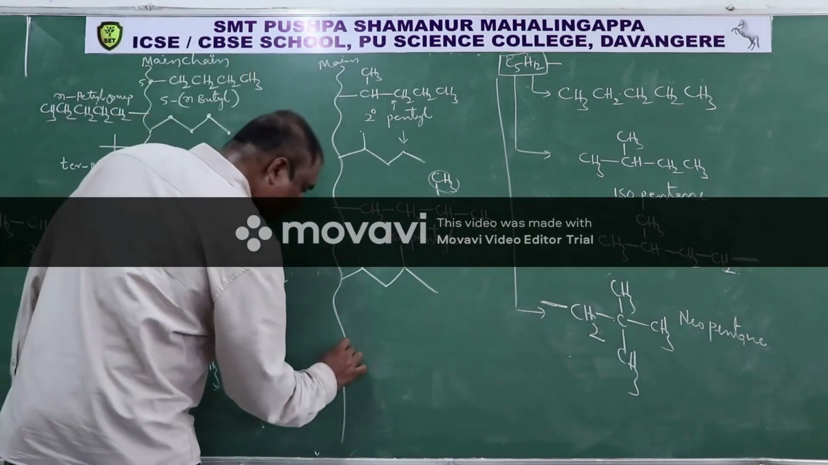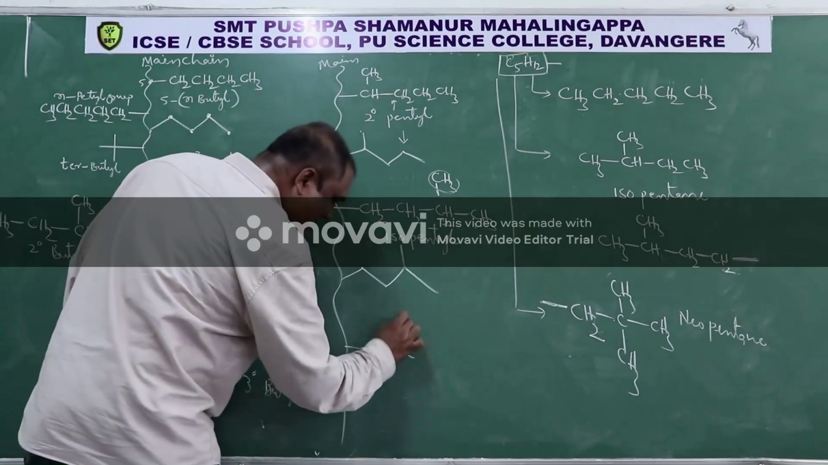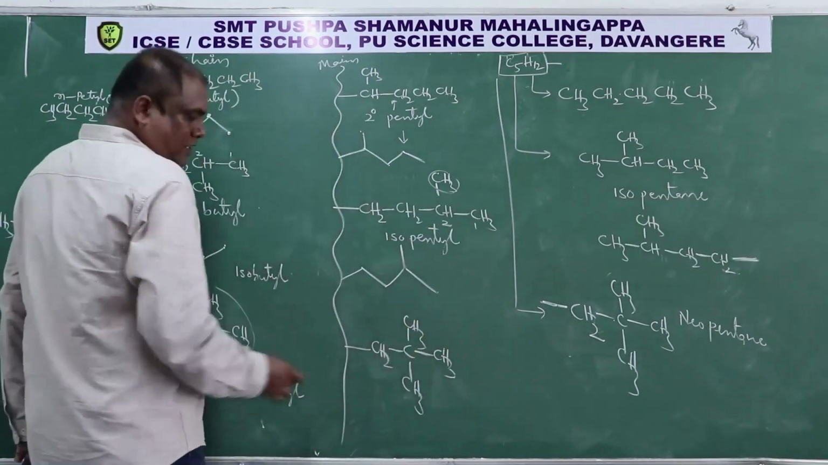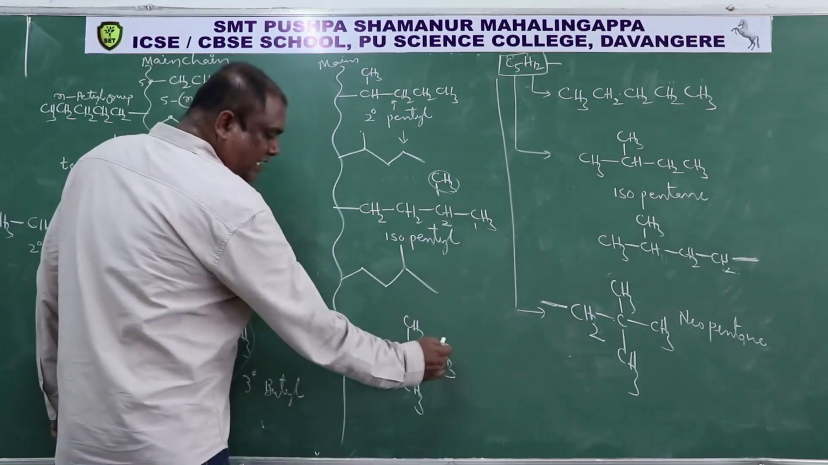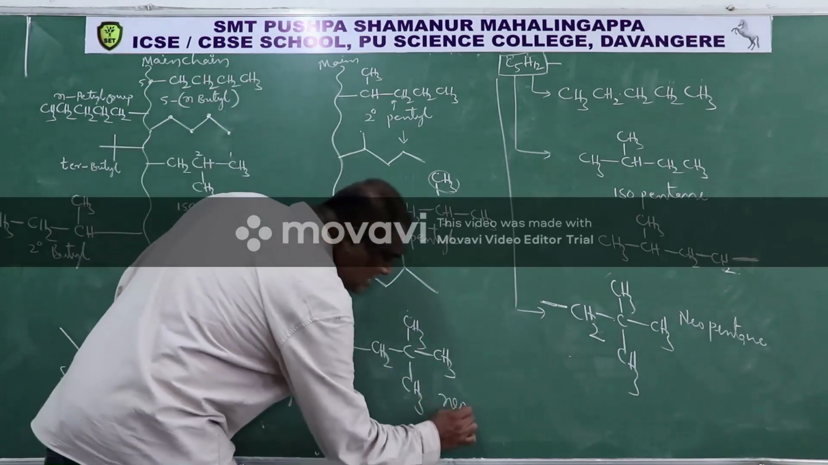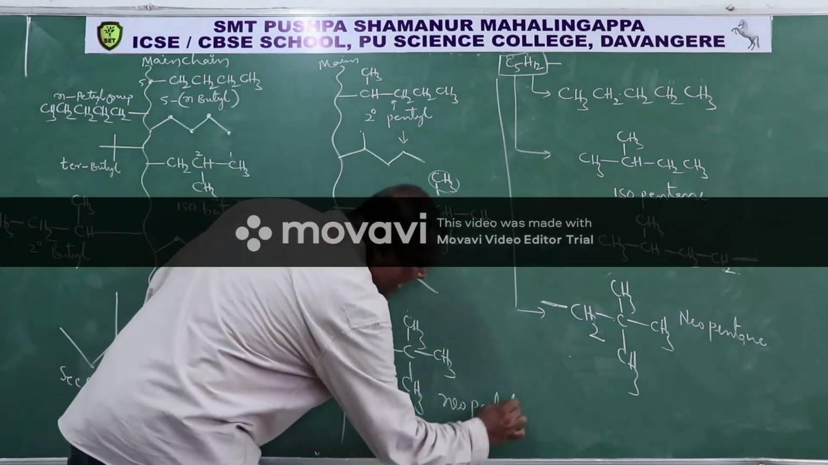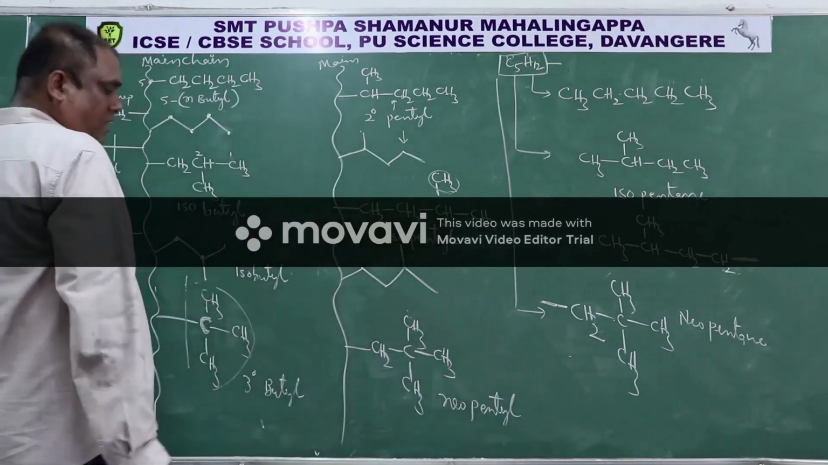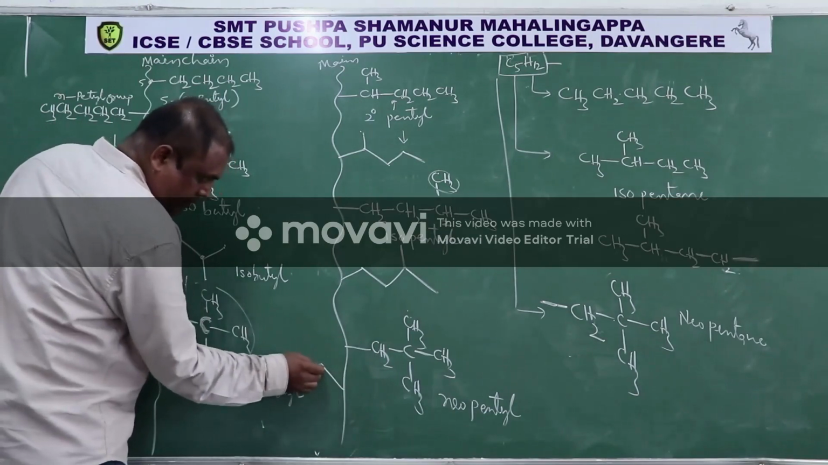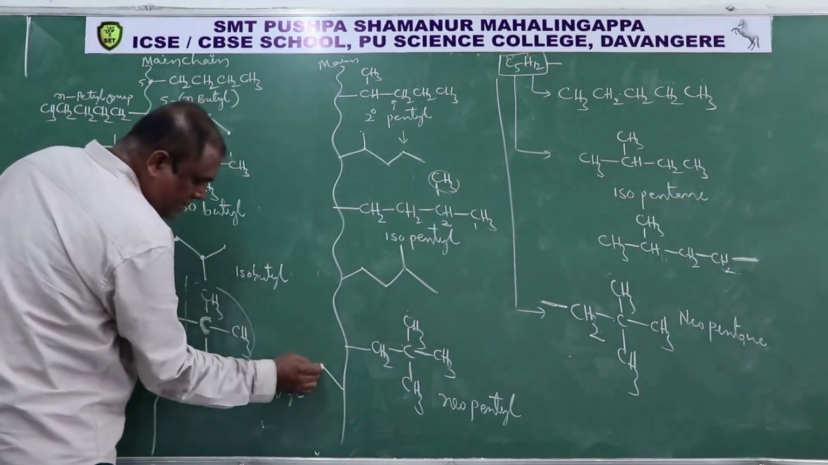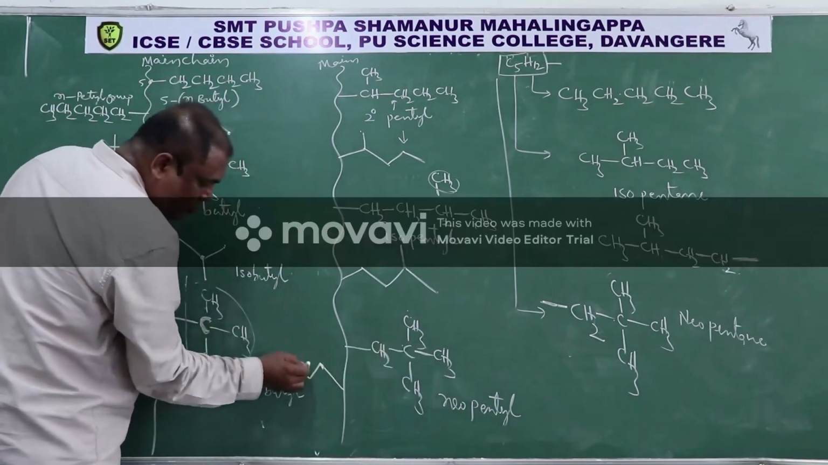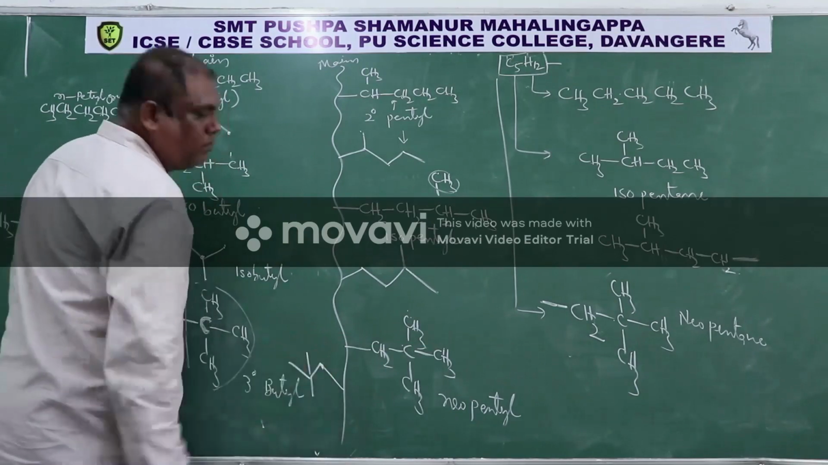So CH2, C, CH3, CH3, CH3. This totally is pentyl group. From the opposite corner, if you give number, second carbon is carrying 2 methyl groups. Therefore, it is called neopentyl group. This neopentyl group, I can also write like this. This carbon is here. Then this carbon is here. To these two are attached. This is neopentyl group.